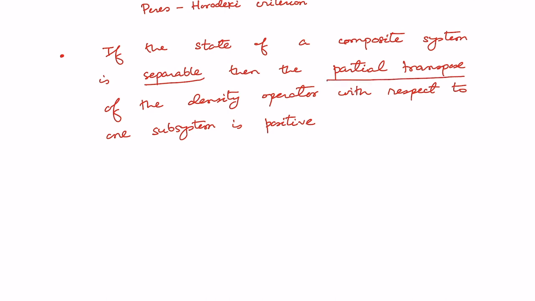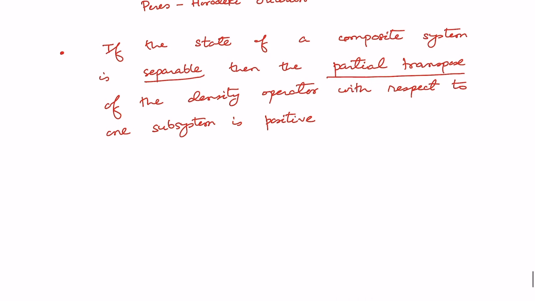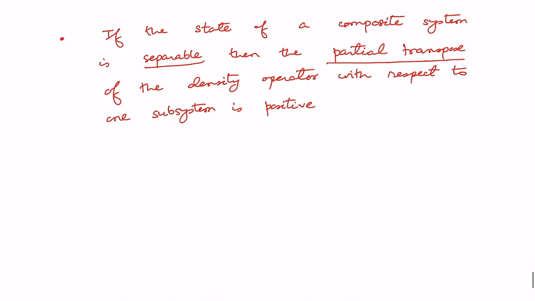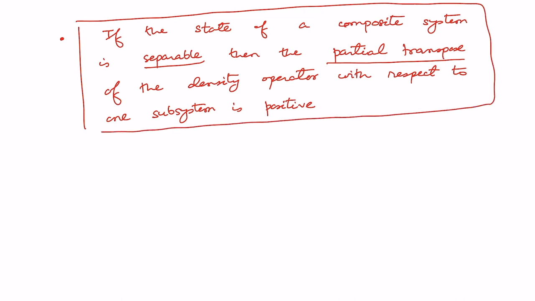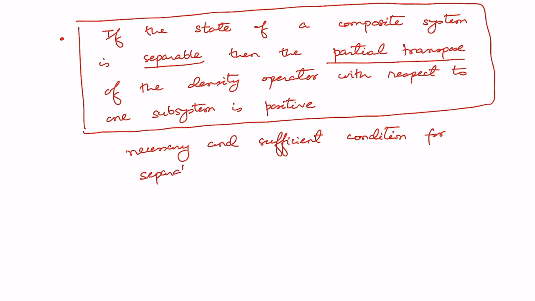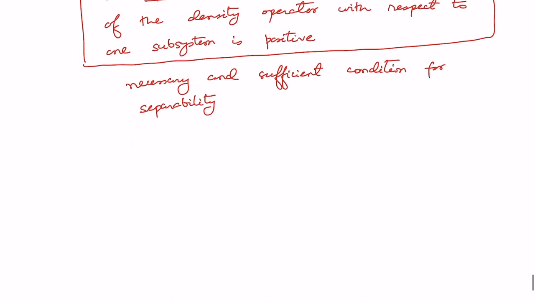So first of all, let me explain what I mean by partial transpose, with a very trivial example. By the way, before I go there, this is a very important criterion, and this is actually a necessary and sufficient condition for separability in the context of a bipartite system in particular.